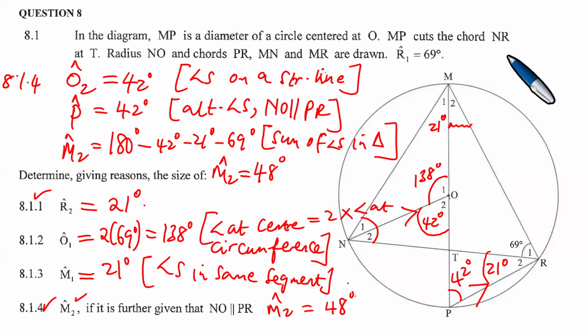So we had 180 degrees minus 42 degrees minus 21 degrees minus 69 degrees. What is the answer? It's 48 degrees. That is the answer.